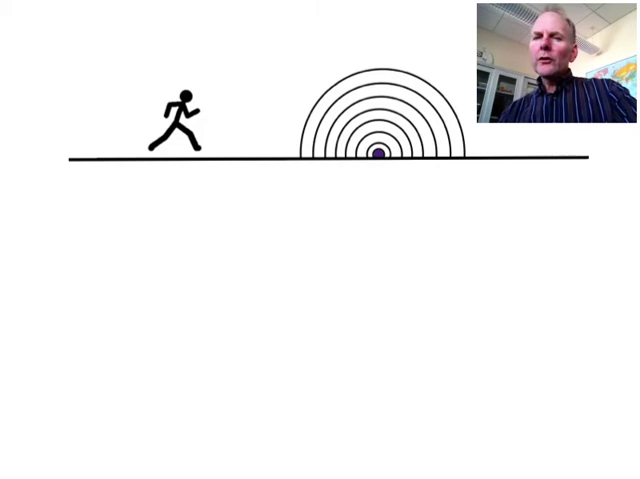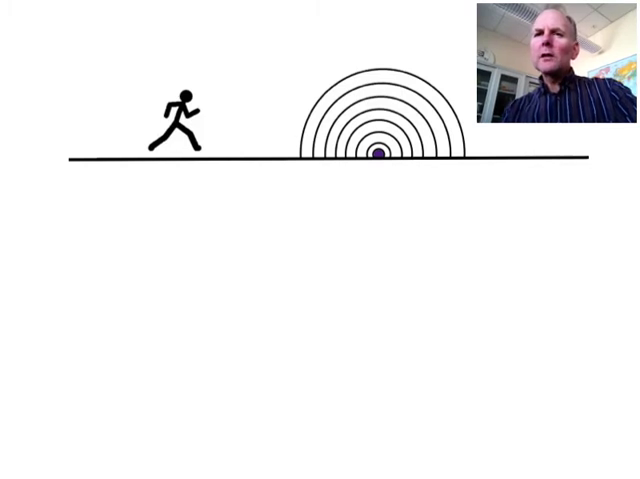If the source isn't actually moving but the observer is moving, as in this diagram, where the observer is running towards the source, we're going to get a similar effect. As the person runs along, they pass the wavefronts of sound more rapidly than they would if they were standing still. So again, if the person is running towards the sound source, they perceive a higher frequency. If they're running away from the sound source, they perceive a lower frequency.